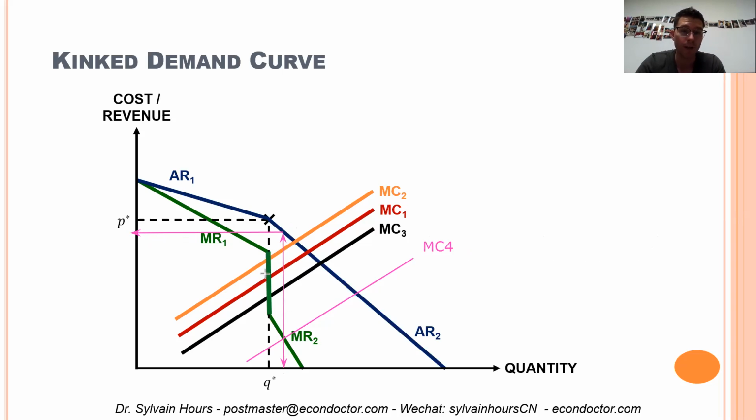But for small enough changes in the marginal cost of production, as long as the marginal cost curve cuts the marginal revenue in this vertical section, then the business, the oligopolist, will not change its behavior. This is what we call price stickiness. Does it make sense?